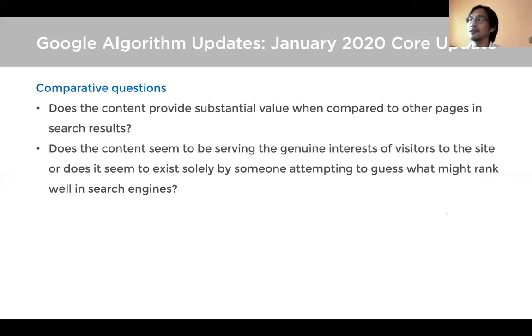Hindi na yun yung, alam mo yun, dati uso yung SEO, what you call it? SEO farming, okay? We tend to farm information, cross-link that with one article to another, na lahat naman kami gumagawa. Because that was ranking well before. But now, patay na yun. Okay, so what is, bakit ako may transformers dito?